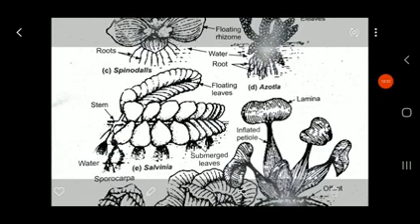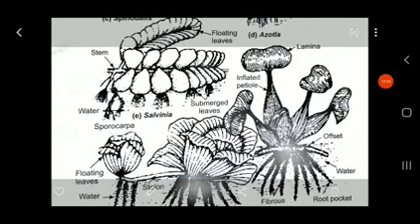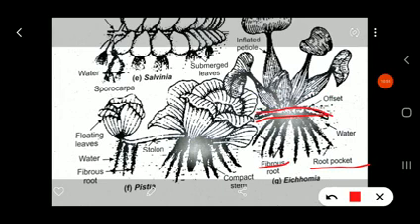Then Salvinia, where the stem is horizontal, with floating leaves. Then here we can see this is Eichhornia. We can see, instead of root hairs, this is an important character: root pockets are present. Fibrous roots are present. Offset instead of the stems. Offset, the horizontal stem is present. We can see the offset here. This is very short, and it is called an offset.